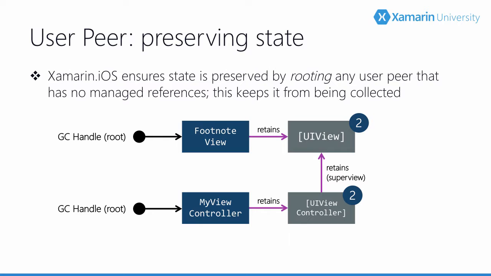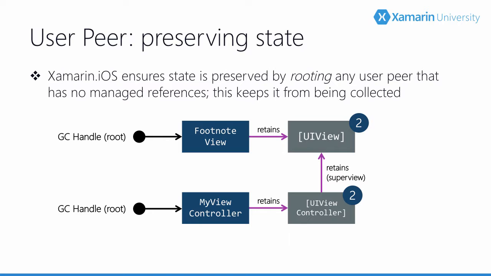Same thing for the myView controller, right? So we have a reference off of the myView controller class that's going to hold on to the UI view controller. That's going to increase the retain count to 1. And then, of course, the UI view controller is actually present and visible on the stack, so it's held on by the navigation controller root, and therefore the retain count will be 2 because it's on the native side as well. And then we're keeping the myView controller alive with a GC handle that roots it from the GC's perspective.